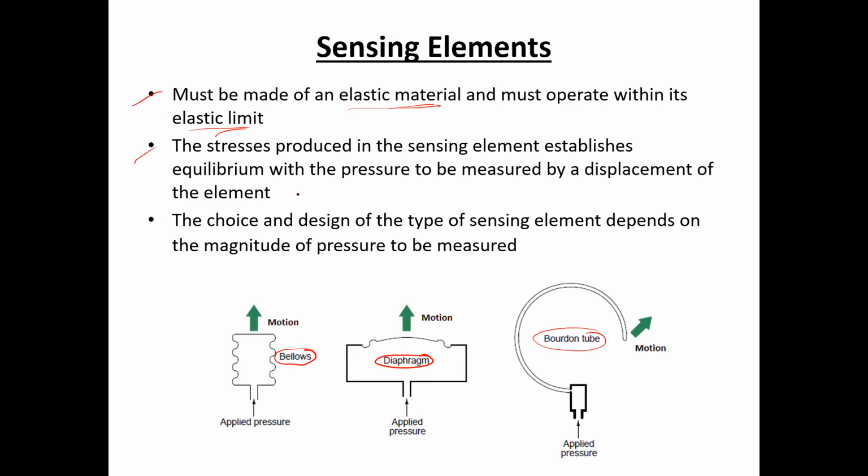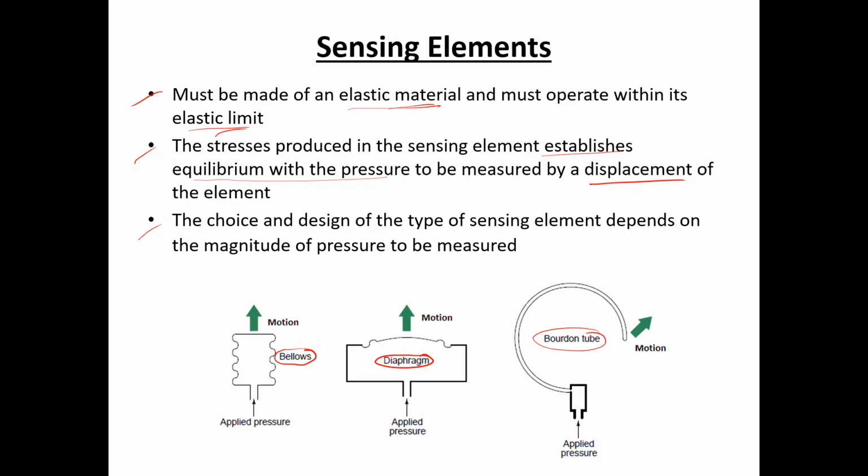To discuss the second point, the stresses produced in the sensing element establish an equilibrium with the pressure to be measured, and eventually that converts the pressure into an analogous displacement of the particular sensing element. Now the choice and design of the sensing element can vary depending upon the magnitude of the pressure to be measured.